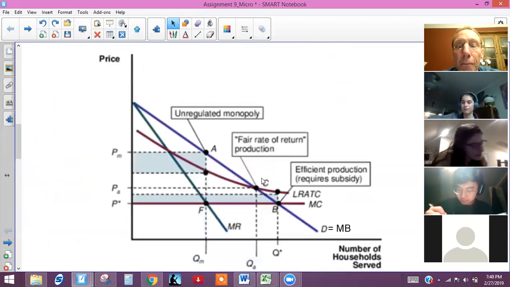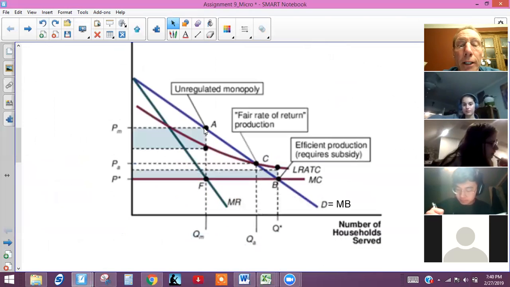If we think about where a monopoly is, okay, the deadweight loss is this big thing right here, isn't it?